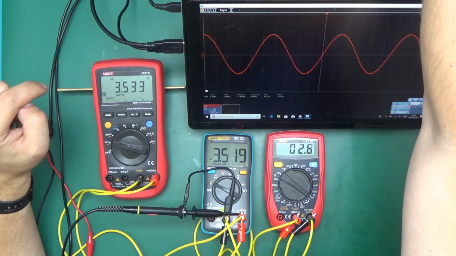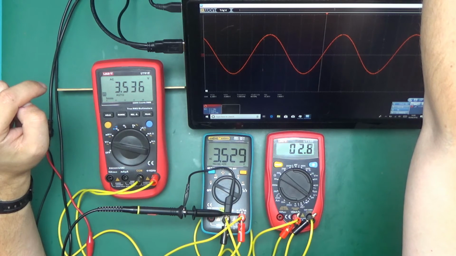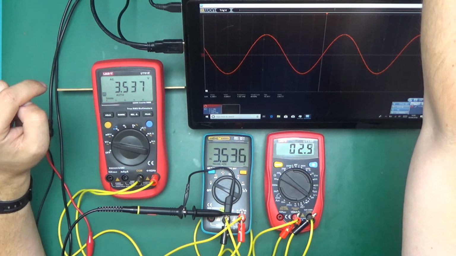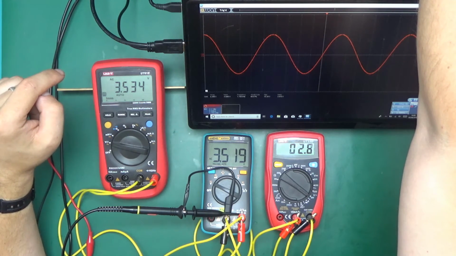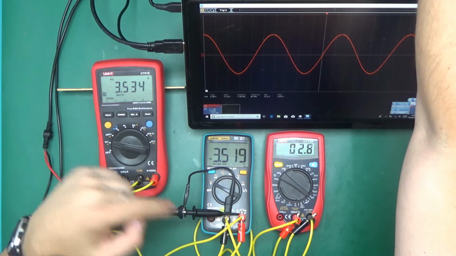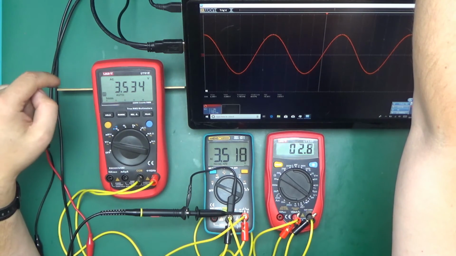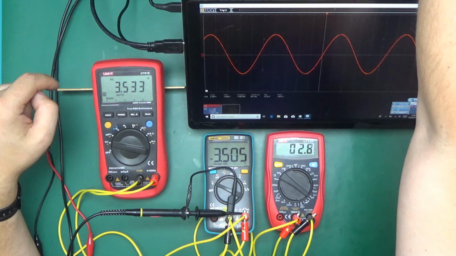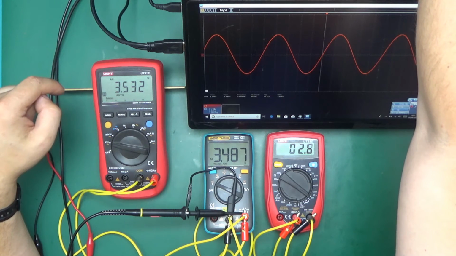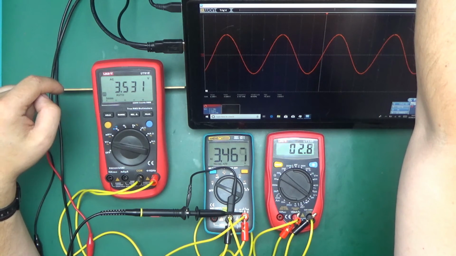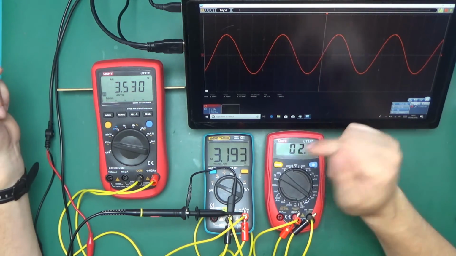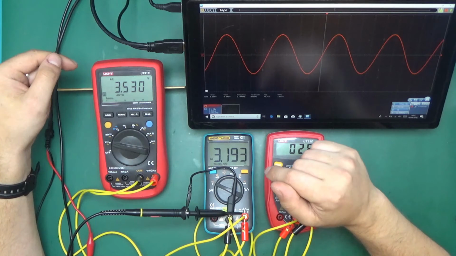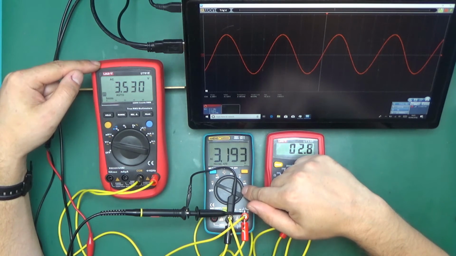If I go back, yeah, so 1.6 kilohertz, 1.65, 1.75, but at 1.75 kilohertz it starts to drop off. It's dropped to 3.51, and if I keep going, it progressively goes down. That's 2.1 kilohertz, and yeah, that's 3.2 volts versus 3.53. So there's a significant difference in the measurement over here.